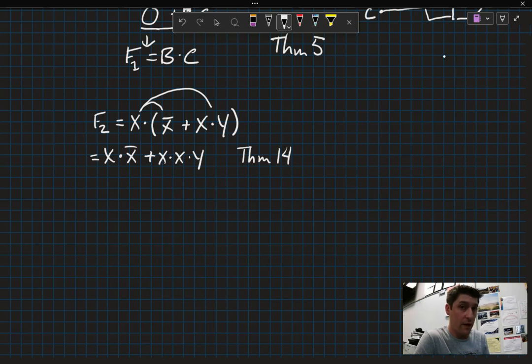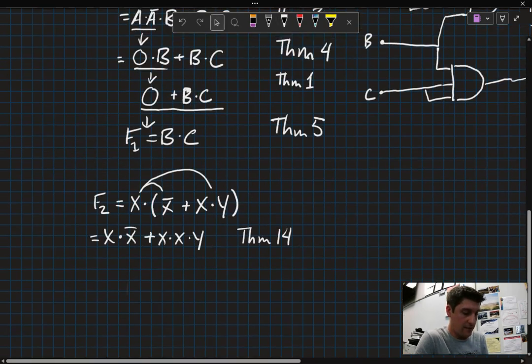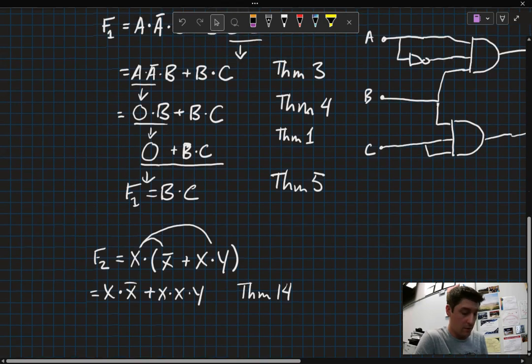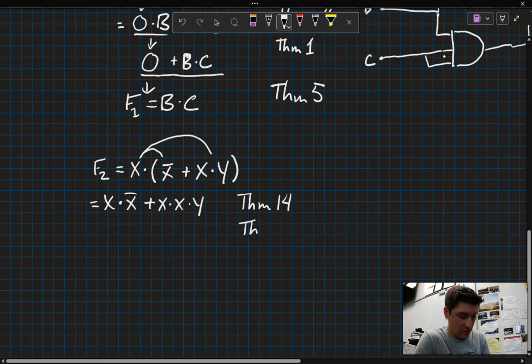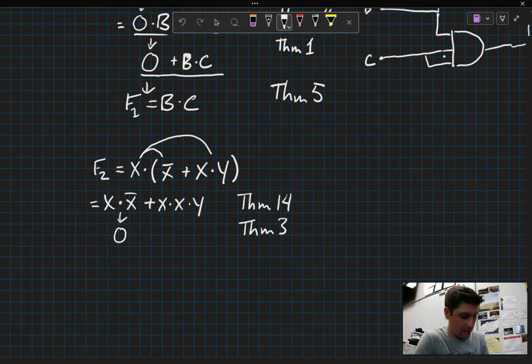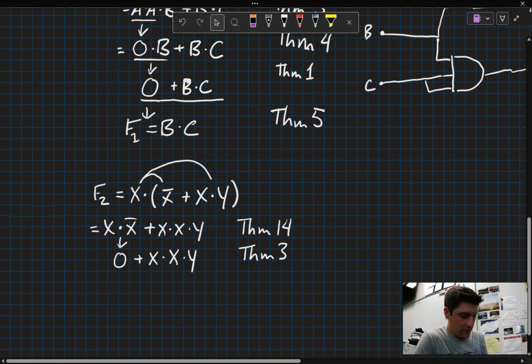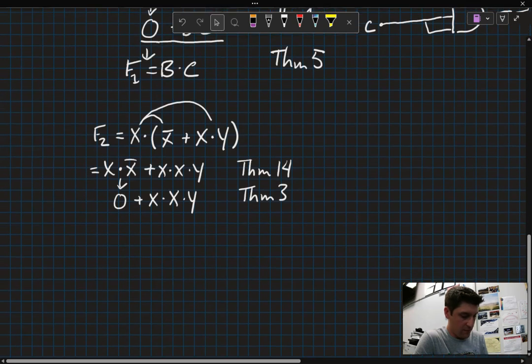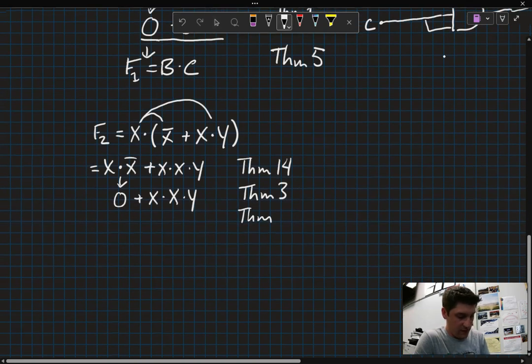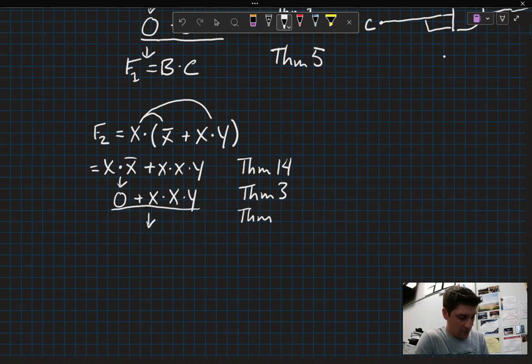So hopefully right away you see that we have x and not x, and we just dealt with this a moment ago. So that's going to be a simplification. So I'll go ahead and write theorem 3 here. X and not x is 0. That's what the theorem says. So that's going to be 0, or x and y. Theorem 5 says anything ORed with a 0 is just itself. So now this simplifies to x and y.